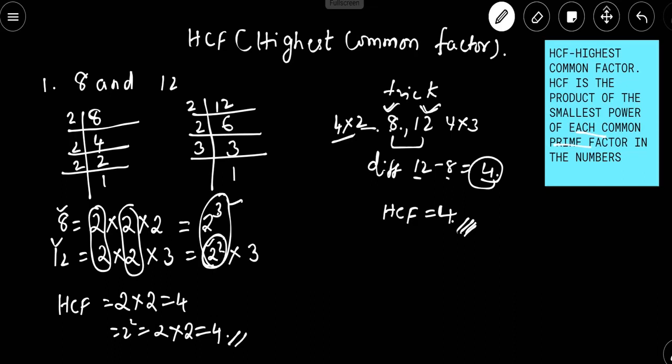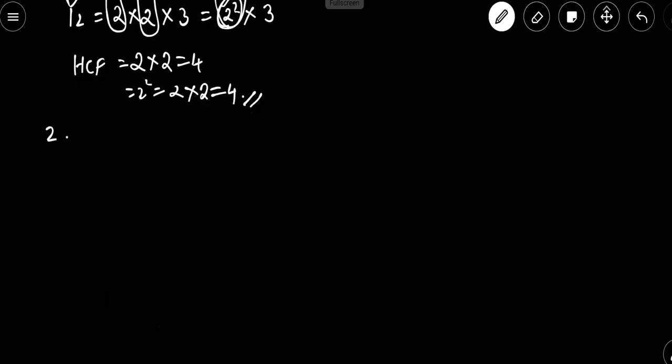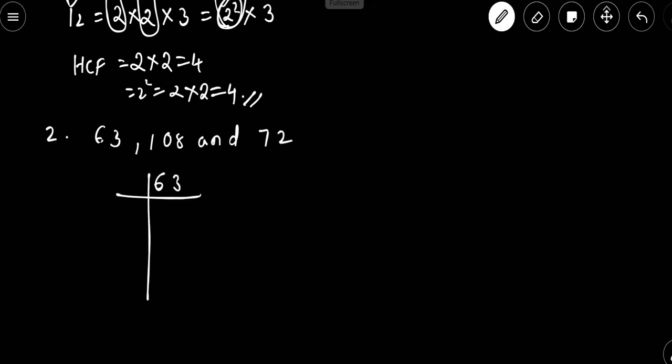We'll take one more example here. Example number 2. I'll take the numbers 63, 108 and 72. For 63, the last digit is an odd number. Correct. So it is divisible by 3. 3 twos are 6 and 3 ones are 3.